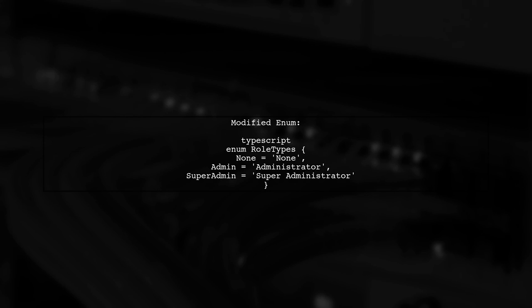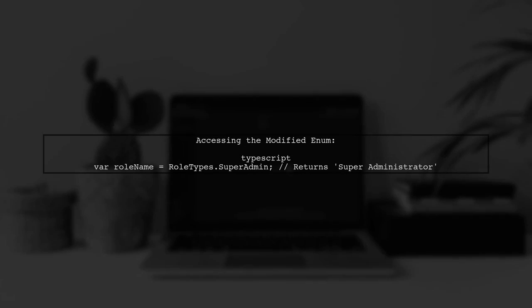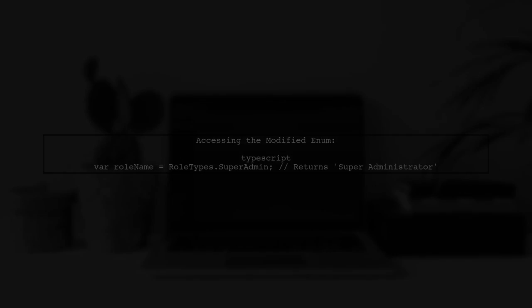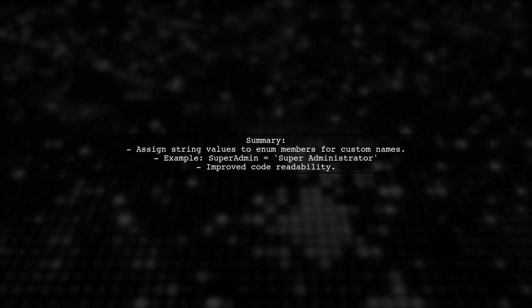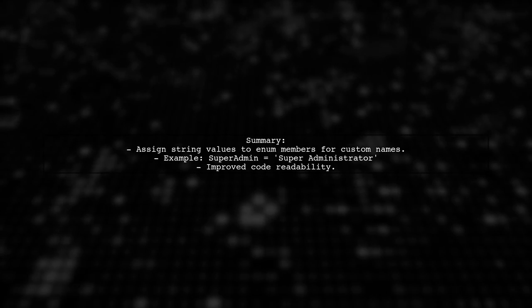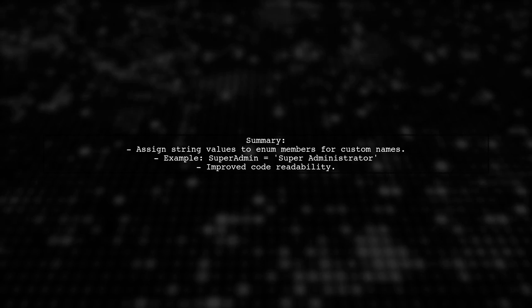To achieve this, we can assign string values to our enum members. Let's modify the enum to include custom names. Now, when we access role type superadmin, it will return superadministrator. Let's see how this works in code. In summary, by assigning string values to enum members, we can easily alias them to custom names. This enhances readability and usability in our code.